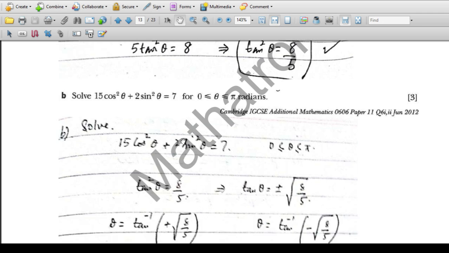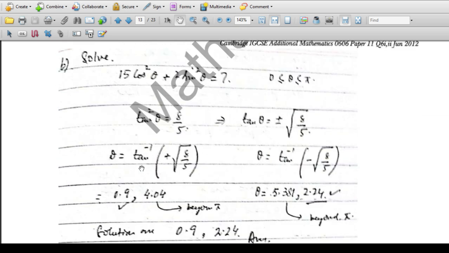We have already solved this in part A. So from part A we can write tangent square theta, or tangent theta, is equal to plus minus under root 8 upon 5. So we can write it as a positive and a negative term. When we take the inverse, tangent is positive in the first quadrant and third quadrant, and similarly negative in the second quadrant and fourth quadrant.